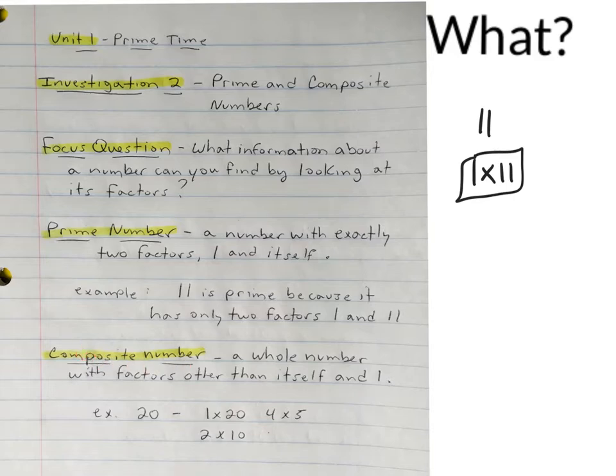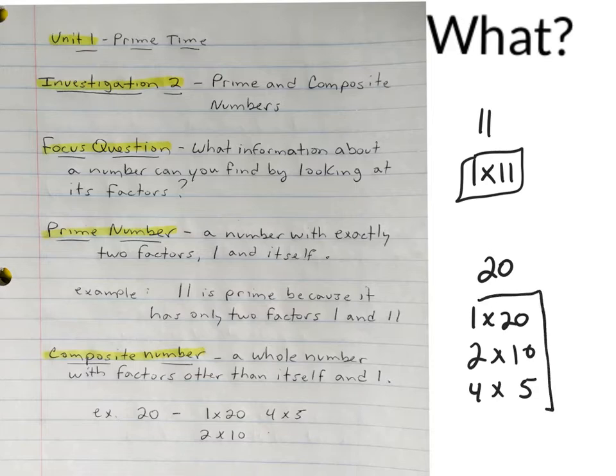Composite number: a whole number with factors other than 1 and itself. An example is 20. If we list all the factor pairs of 20, and we should be good at this from playing the factor game, we can see that this number, 20, has more factors than just one and itself. So a number such as 20, we call a composite number. Pause the video and fill out your notes in order in your spiral.